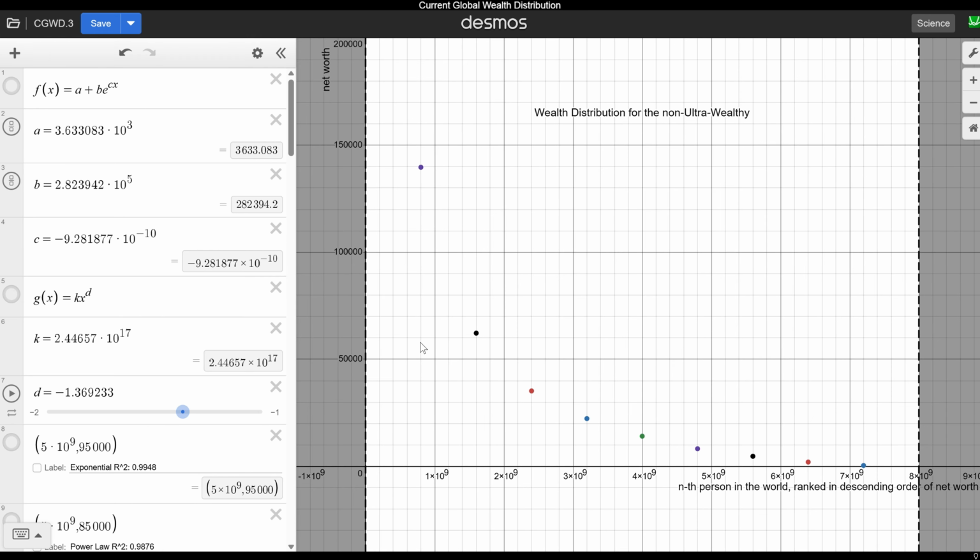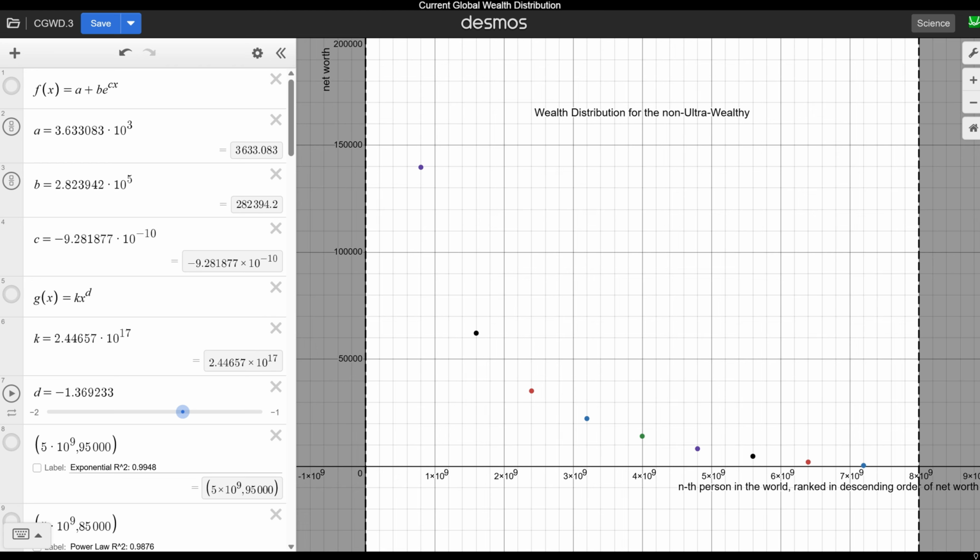Here, I've copied the data points from the World Inequality Lab onto an online graphing calculator. So at the 10% point, we have a net worth of roughly $140,000. At the 20% point, we have a net worth of roughly $62,000. And at the 90% point, we have a net worth of roughly $387.